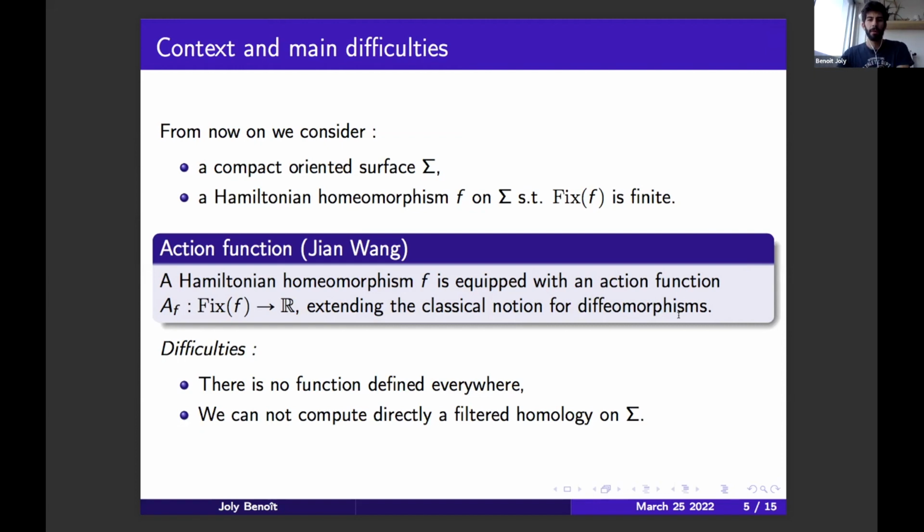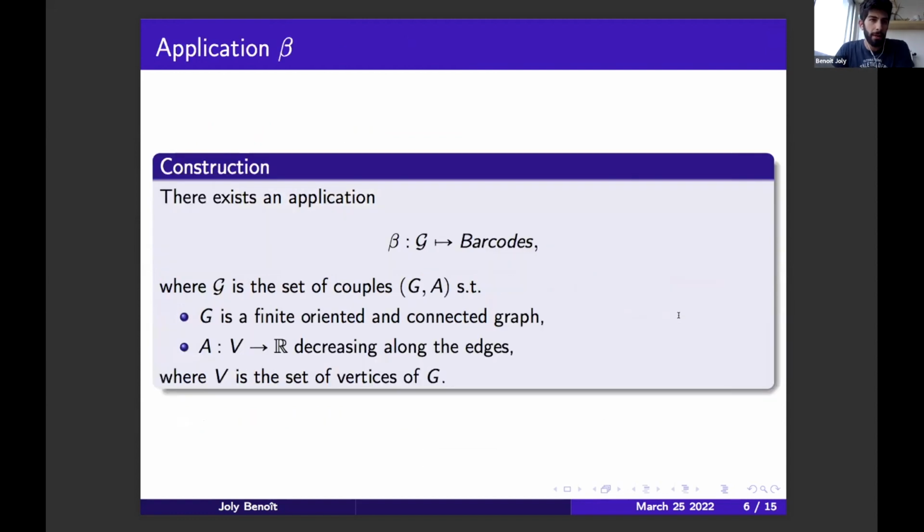So I needed to find another way to construct barcodes, and that's why I created an application which associates barcodes to some graphs. Those graphs are actually couples (G, A), where I consider G a finite oriented and connected graph, and A will be the action functional, which is defined on the set of vertices and which is decreasing along the edges.